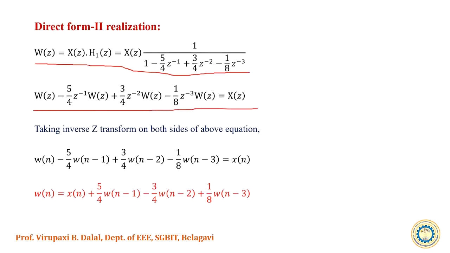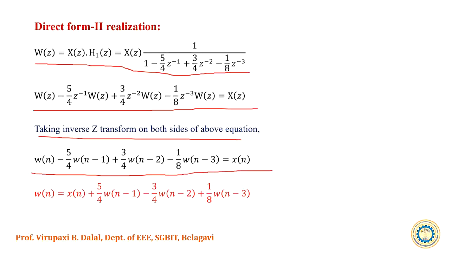Simplifying this, we'll get w of z minus 5 by 4 z inverse w of z plus 3 by 4 z raised to minus 2 w of z minus 1 by 8 z raised to minus 3 w of z is equal to x of z. Taking inverse z transform on both sides, we'll get w of n minus 5 by 4 w of n minus 1 plus 3 by 4 w of n minus 2 minus 1 by 8 w of n minus 3, which is equal to x of n.